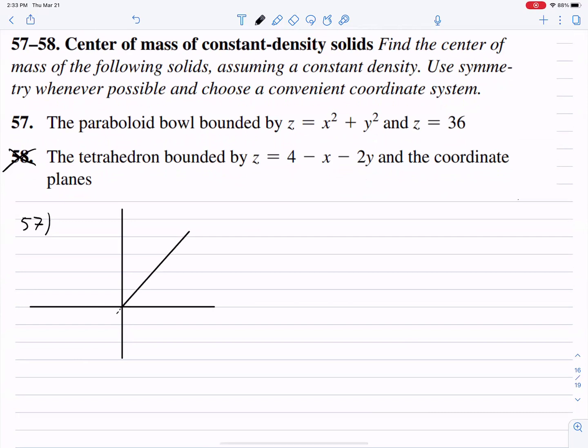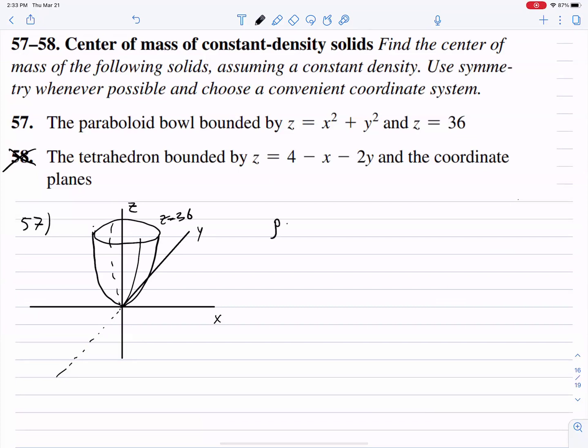So does everyone know what a paraboloid looks like? Yeah, it's like a parabola you rotate around, right? It's a parabola rotated around. So it looks like, yeah, take a parabola and flick it. I like that. It's good. So we get this paraboloid bowl type thing. It looks like that. And then it intersects at z equals 36 and has constant density.